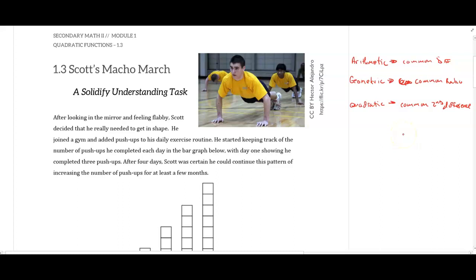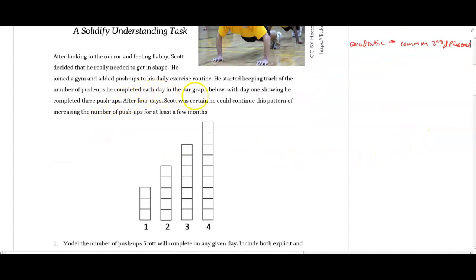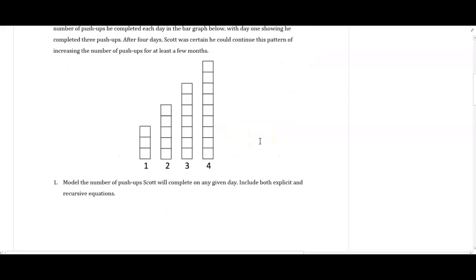So when we look at 1.3, after looking in the mirror and feeling flabby, Scott decided that he really needed to get in shape. He joined the gym and added push-ups to his daily routine. He started keeping track of the number of push-ups he completed each day in the bar graph below. With one day showing he completed 3, after 4 days, Scott was certain he could continue this pattern, increasing the number of push-ups for at least a few months.